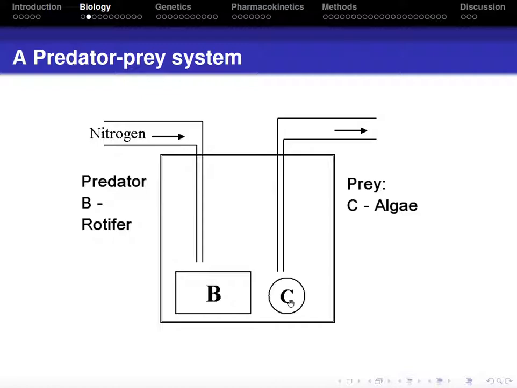There's also nitrogen constantly flowing into the system, and to keep the system constant, it is removed at a certain rate to keep the volume of the water at the same level. So this is a predator-prey system. In this system, they are able to measure the populations of the rotifer and algae, and they can see how the dynamics change between the rotifer and algae.